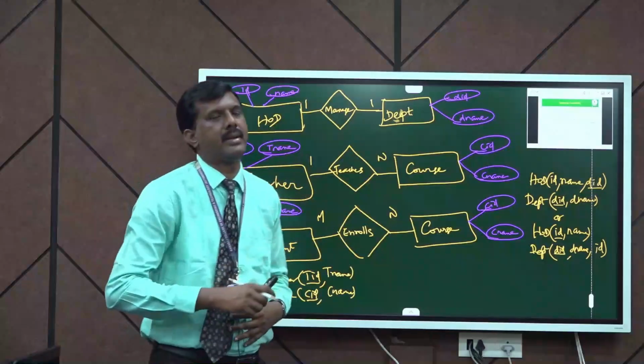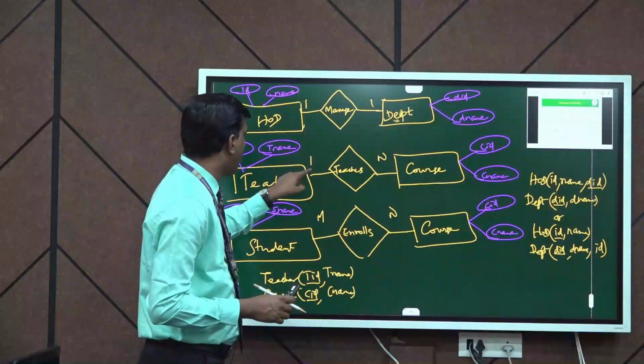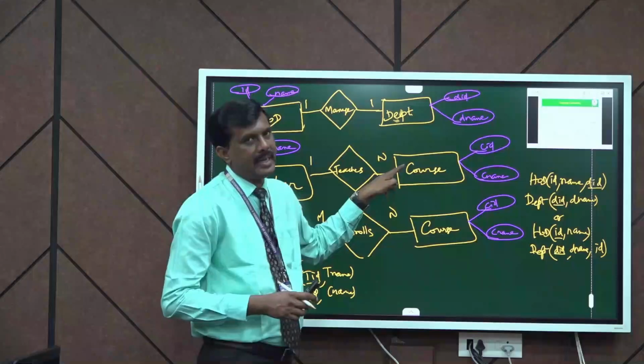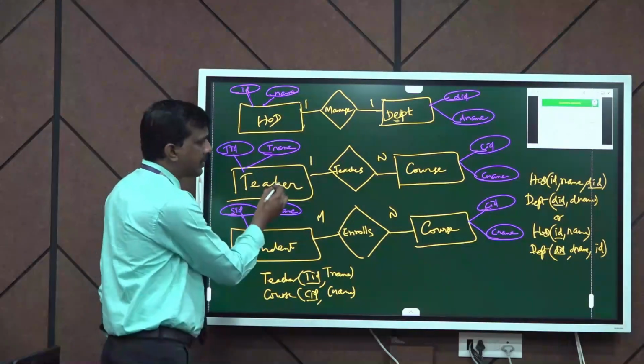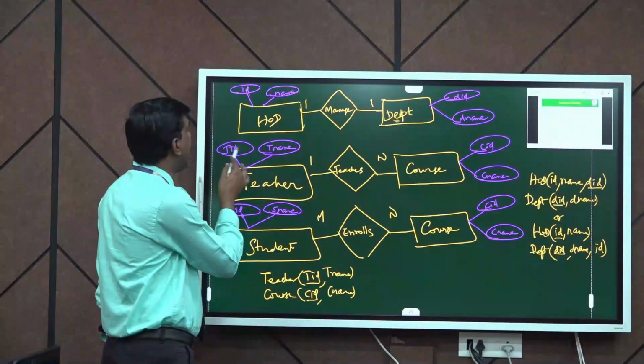So as per our definition, if it is a 1 to n relation, the key attribute of the one entity should be included in the n entity. Here the one entity is teacher, and the teacher entity's key attribute is TID.